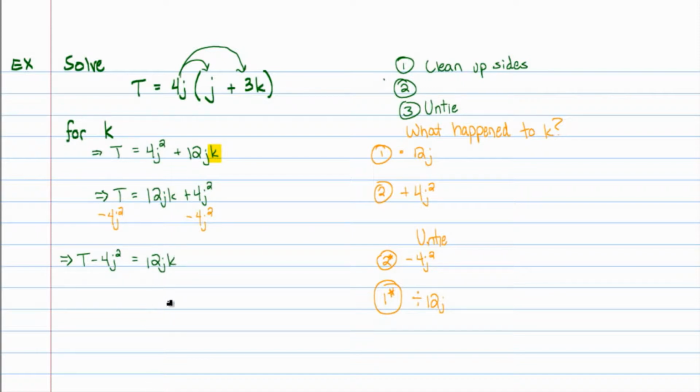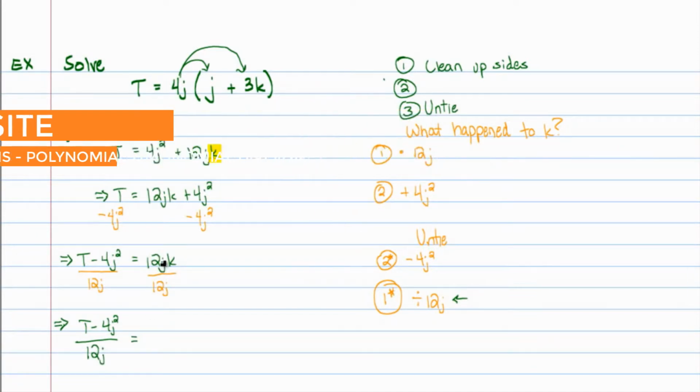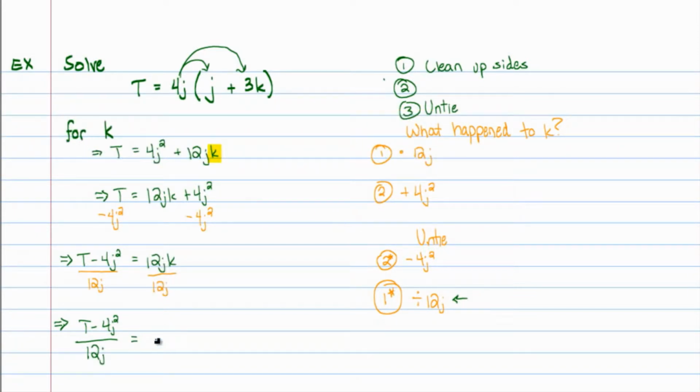So after we're done subtracting 4j squared, I tell myself, okay, now I need to divide everything by 12j. So I will divide this object right here by 12j, and this side by 12j as well. And when you do that, you get the following: t minus 4j squared all over 12j is equal to, on the right-hand side, the 12's cancel and the j's cancel, and you get k. And look, that's exactly what I wanted to solve for.